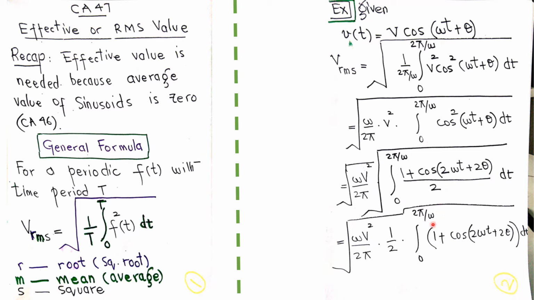And then once we solve it, this 2 is a constant, it can be taken out of the integral, and then we are left with 1 plus cos 2 omega t plus 2 theta. This is not e, this is theta. 1 plus 2 theta. Then let's move on to the next slide.